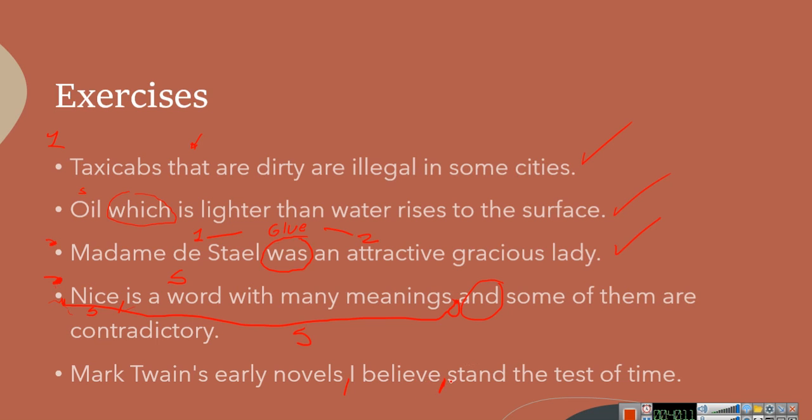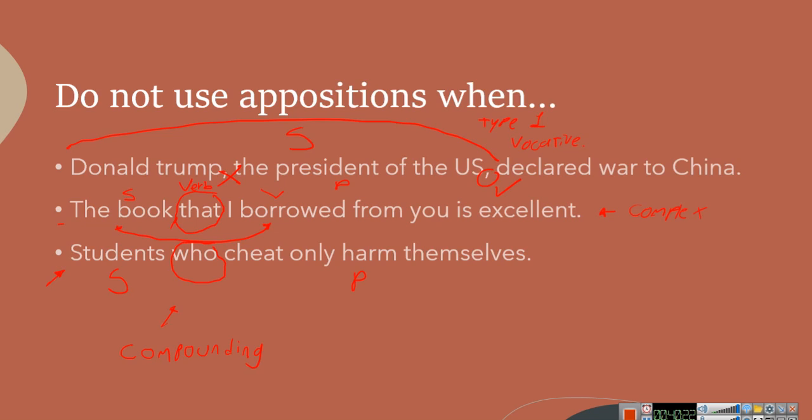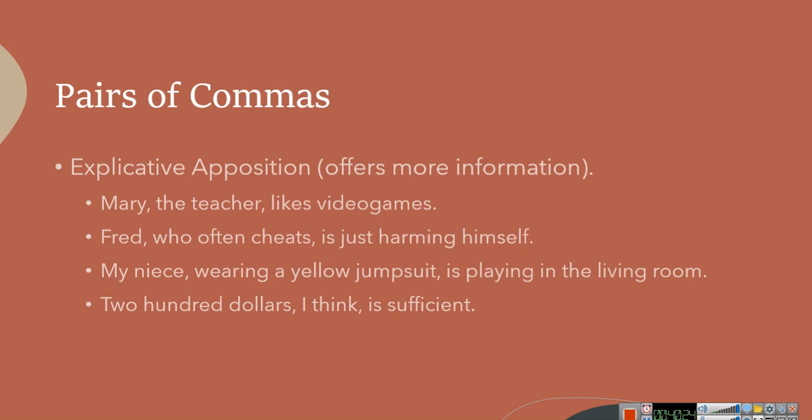Stand the test of time, because I believe it's giving me more information about whether you think it's an opinion or you think you're quite sure about it. And we call that the explicative apposition. For example, $200 I think is sufficient. This is the same case. You notice how we use two commas? Yes, you're right.